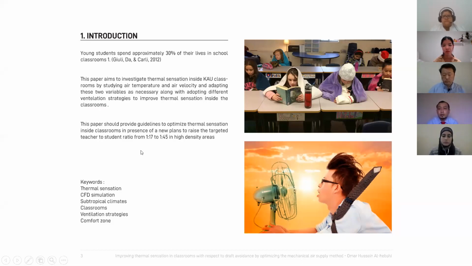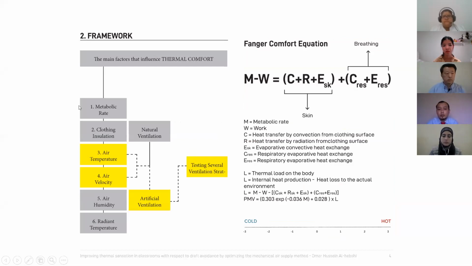There are actually several factors that can affect thermal sensation. For example, metabolic rate, clothing insulation, air temperature, air velocity, radiant temperature, and air humidity. In this course, this study will be limited only to air temperature and air velocity generated by artificial ventilation system. This study will use Fanger equation to calculate the PMV index to evaluate the proposed strategies in the study.